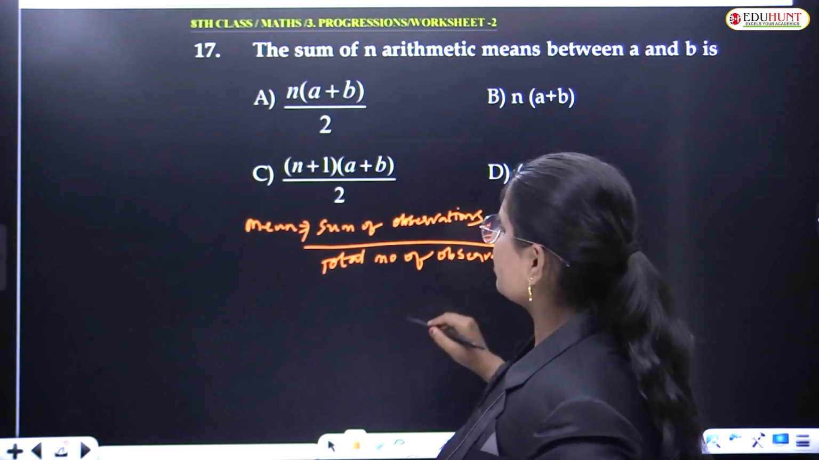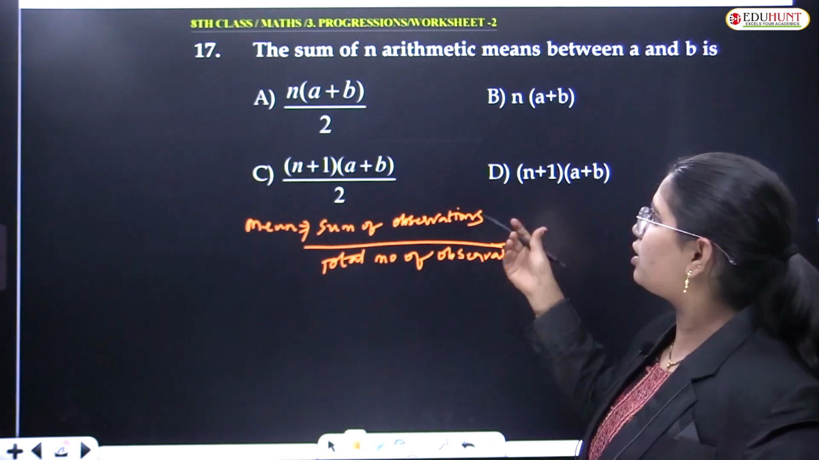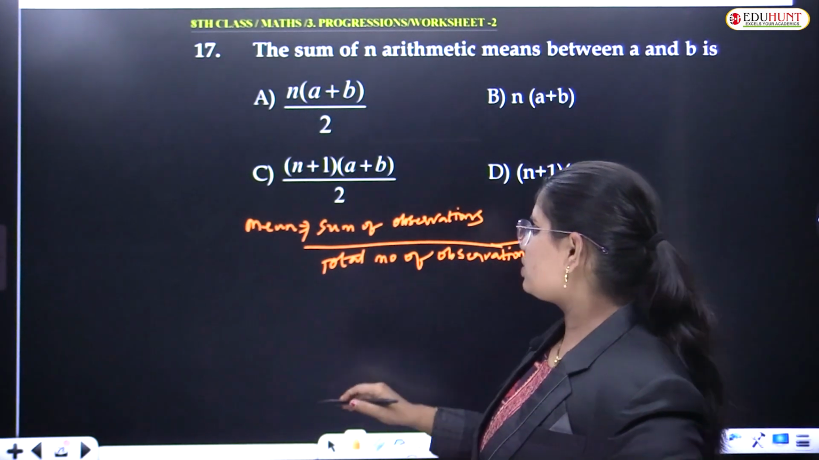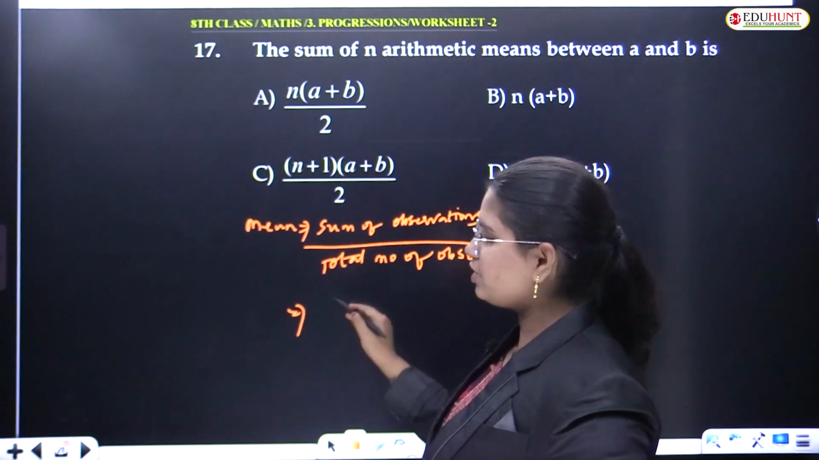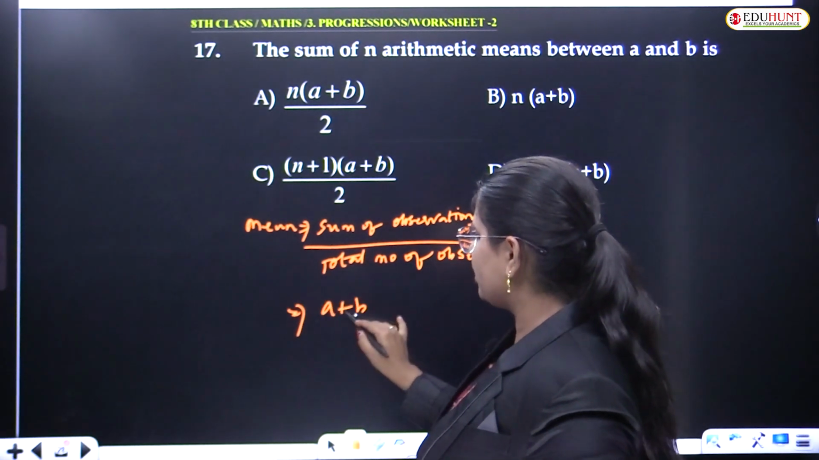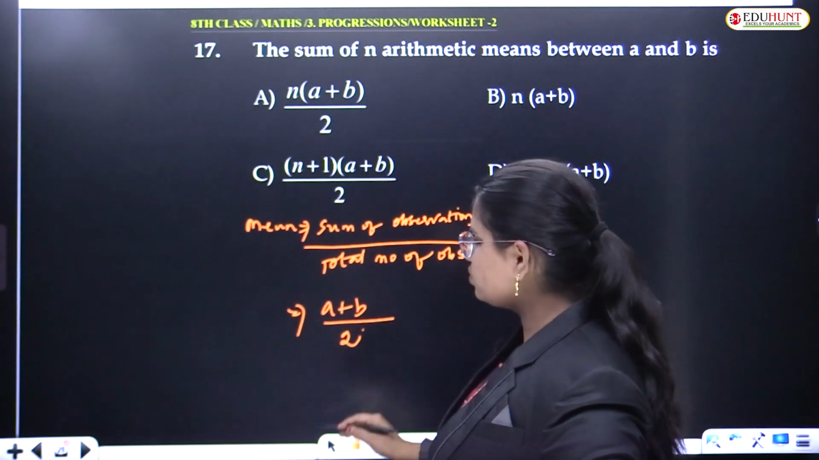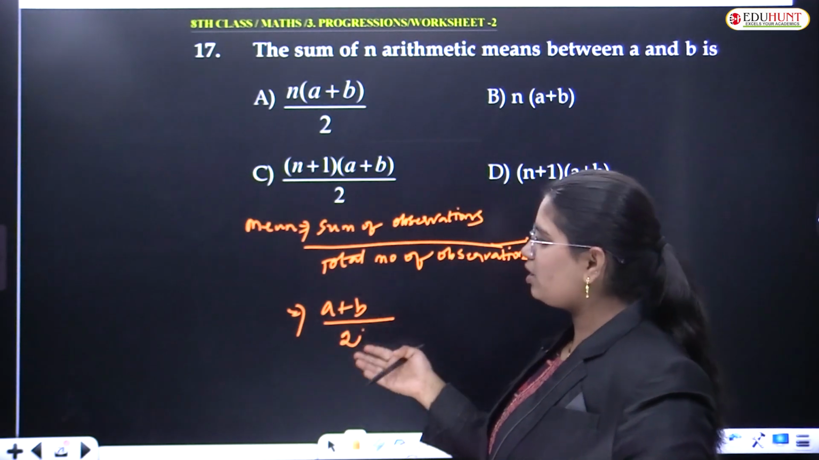Correct? So what are the observations which are given here? A and B. So what will be the mean of such observations? A plus B divided by the total number of observations, which is 2. Actually, this is a mean.